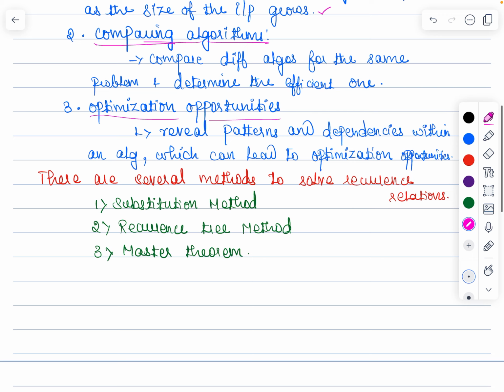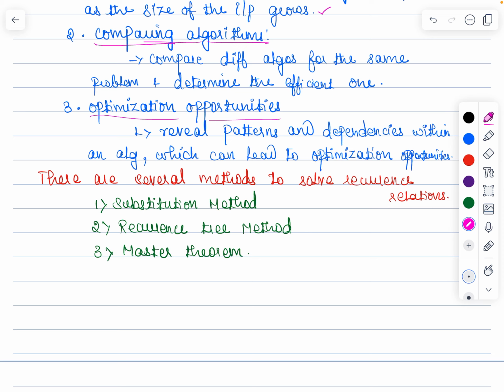And also, as I discussed before, to solve recurrence relations, there are several methods, each suitable for different types of relations and complexities. Here are some common methods used to solve recurrence relations. One is the substitution method. This method involves guessing a solution and then proving it correct using mathematical induction. It is particularly useful for simple recurrence relations or when a pattern can be easily identified.